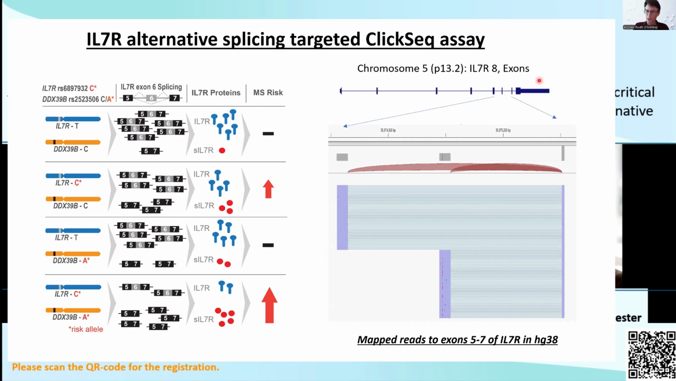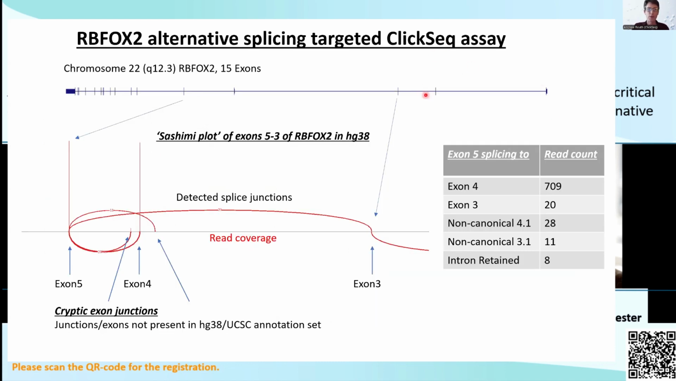We wanted to challenge ourselves a little bit. So we turned to this protein RBFOX2, which is a master regulator of alternative splicing that also undergoes splicing itself as a messenger RNA. And RBFOX2 has 15 exons in the human genome. And so we designed tiled primers for each of those exons.